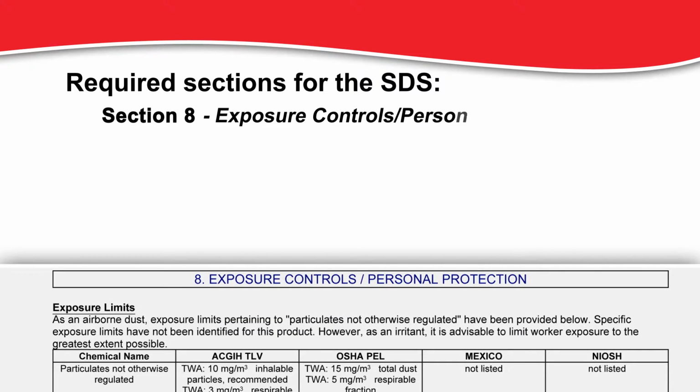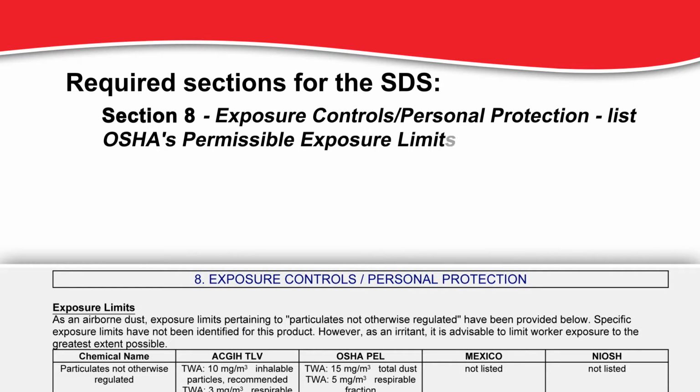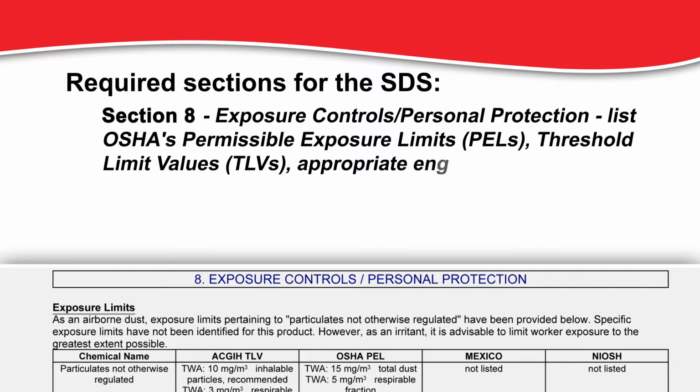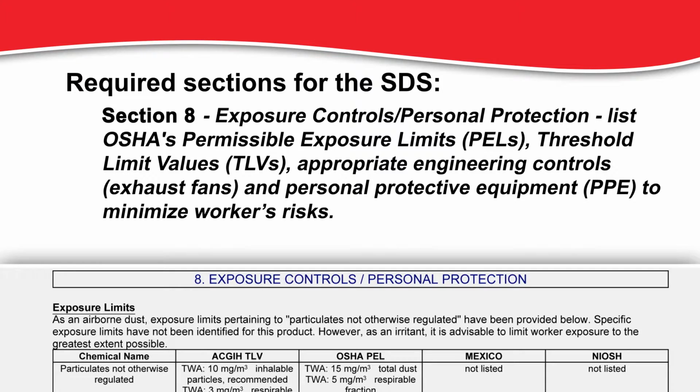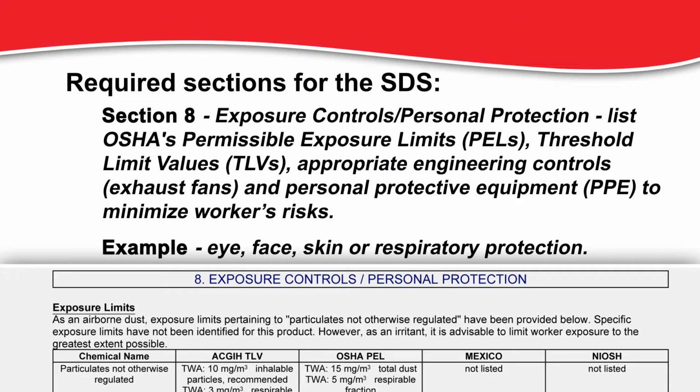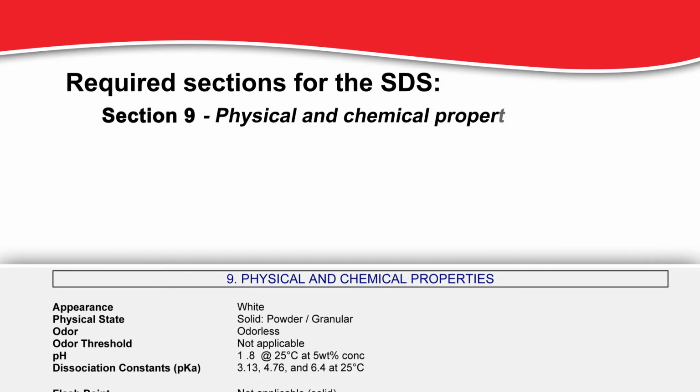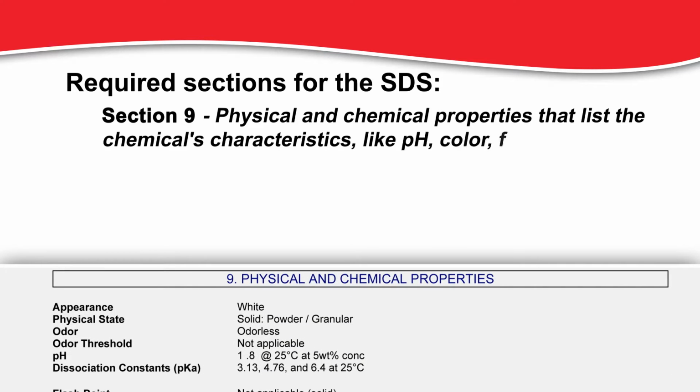Section 8. Exposure Controls, Personal Protection. List OSHA's permissible exposure limits, PELs, threshold limit values, TLVs, appropriate engineering controls, exhaust fans, and personal protective equipment, PPE, to minimize workers' risks. Example: eye, face, skin, or respiratory protection. Section 9. Physical and chemical properties that list the chemical's characteristics, like pH, color, fragrance, flash point, and others.